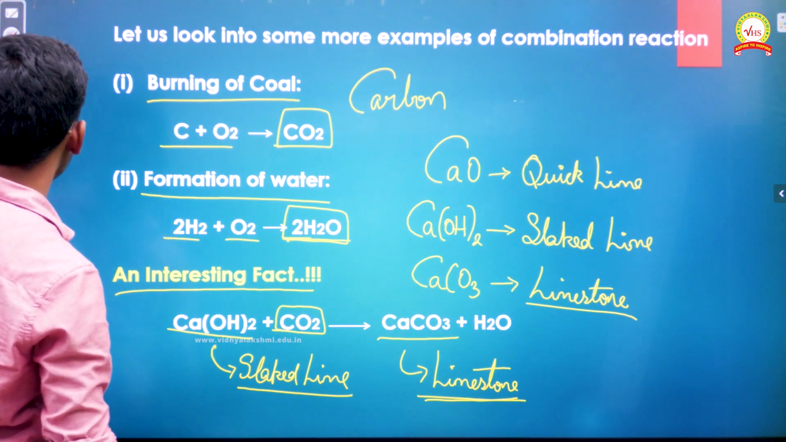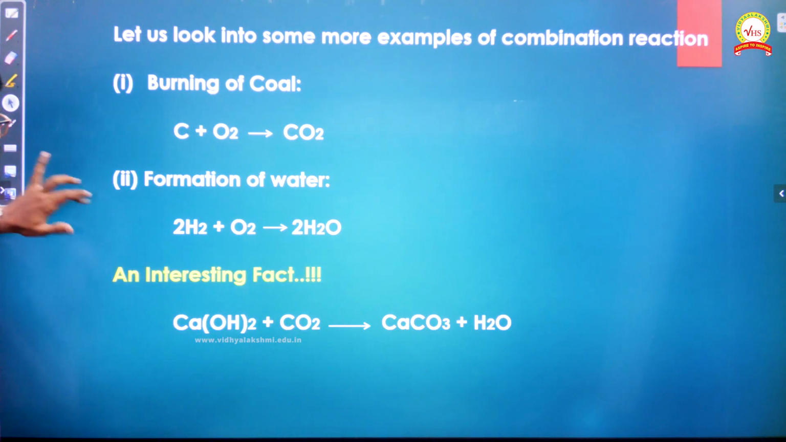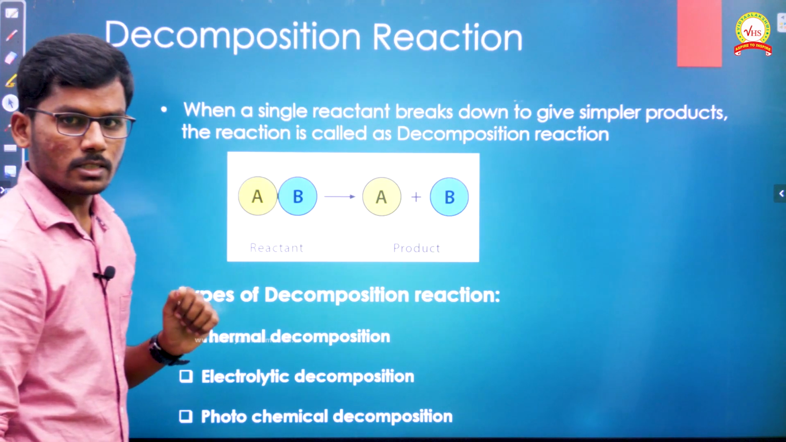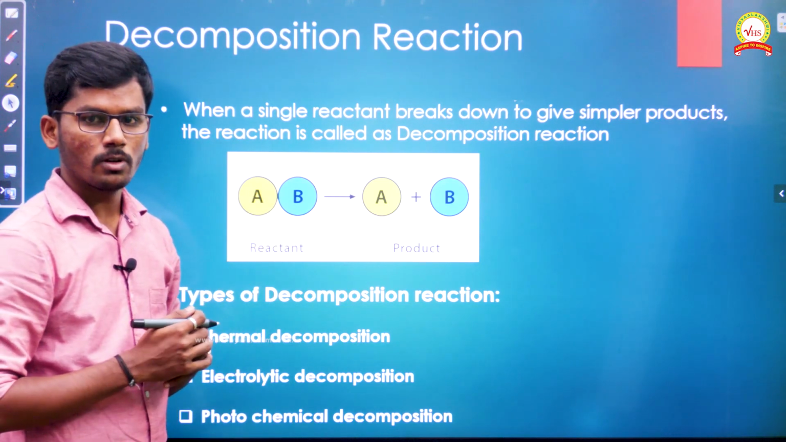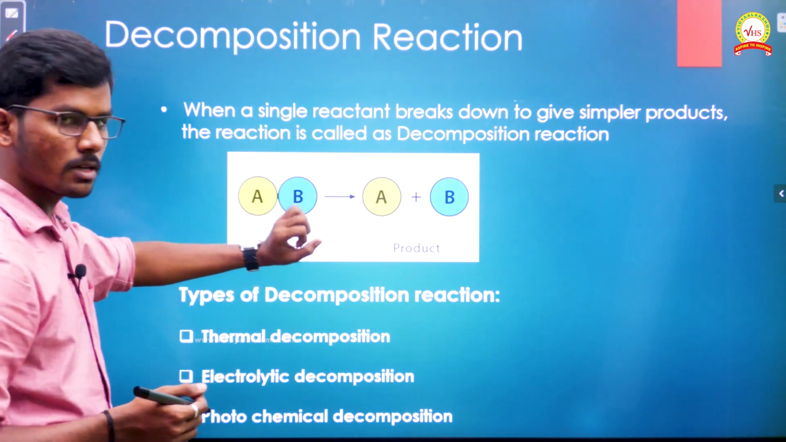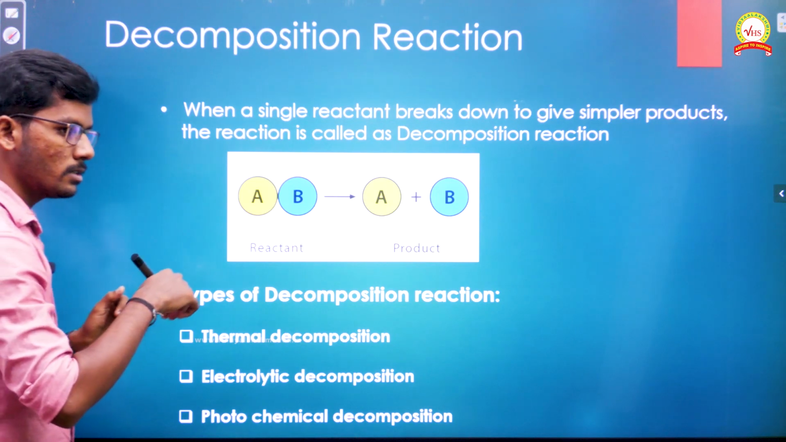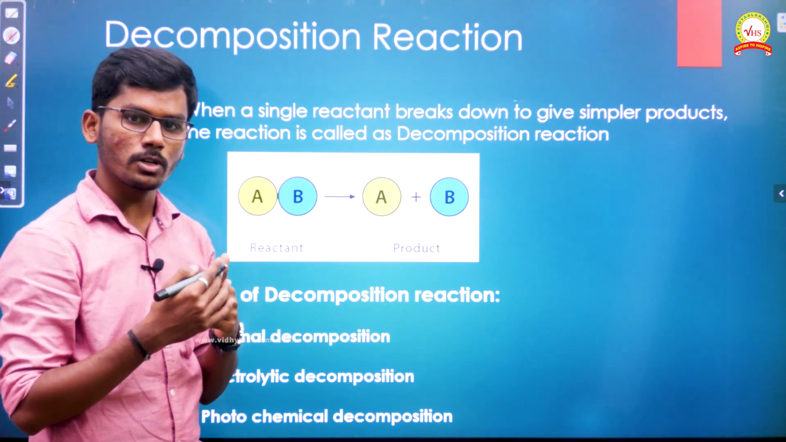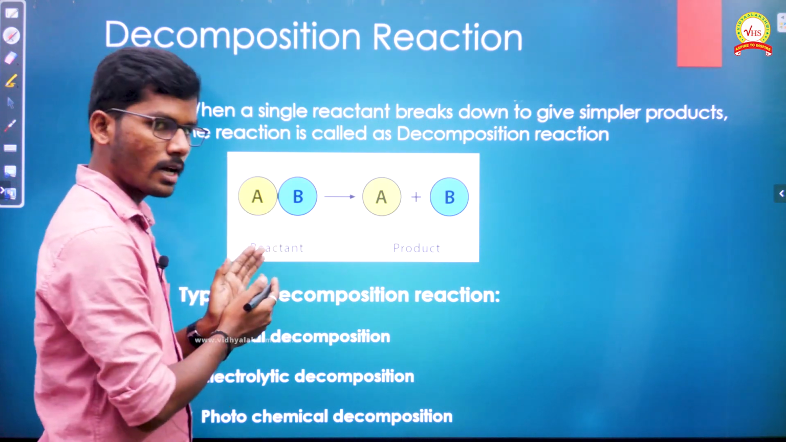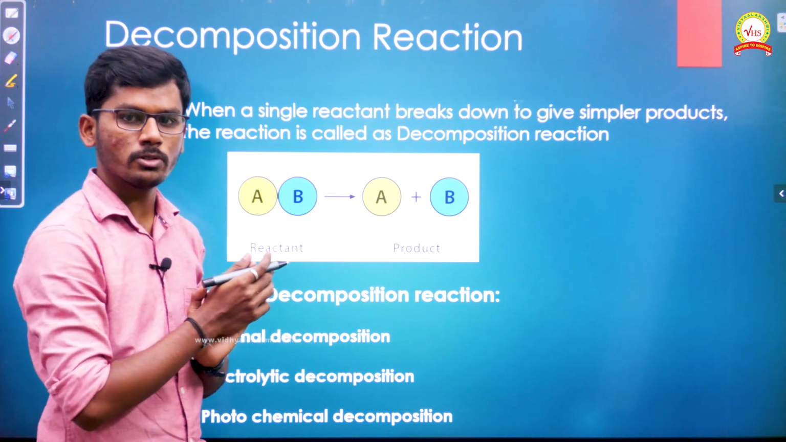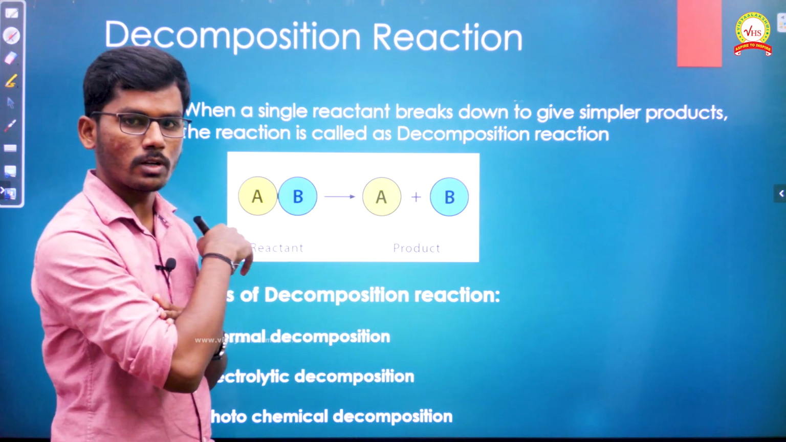Next, we'll move on to the next type of reaction. Decomposition reaction. So this decomposition reaction is straight away opposite to that of combination reaction. By seeing the model example itself, you would have already guessed what it is. In combination, two or more reactants combine to give a single product. In the opposite manner, in decomposition, a single reactant decomposes, in the sense it breaks down, to form several products. This is what we call decomposition.